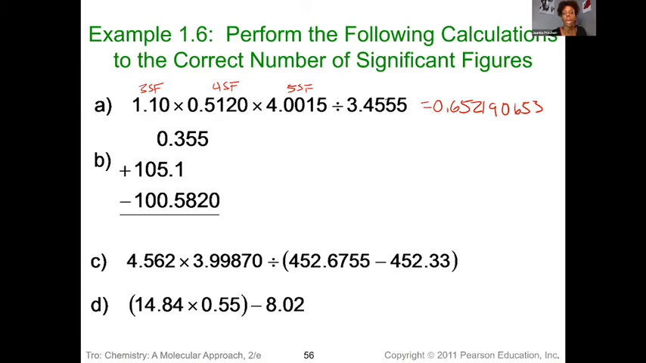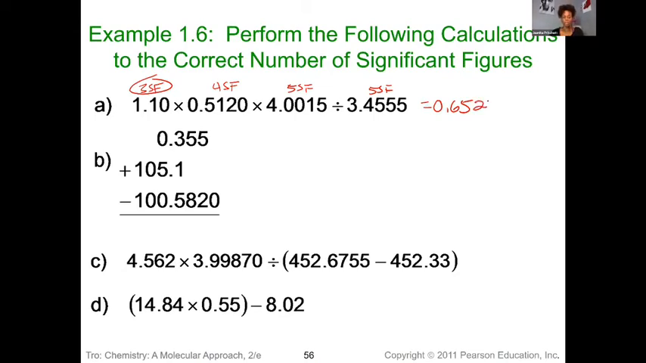This one, we would have 5 as well. So our answer is going to have the fewest, so 3 significant figures. We would end up not counting the 0 because it's leading. And we would count the 6, the 5, and the 2, and we would stop the number there. So our final value that we're going to report out is 0.652 with no rounding.